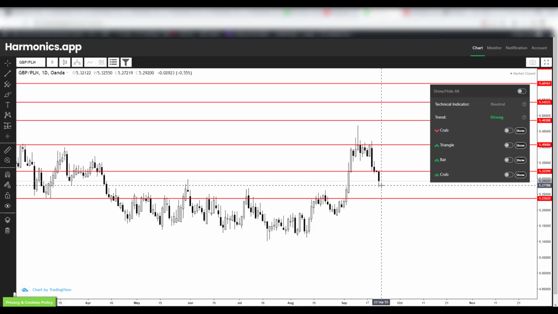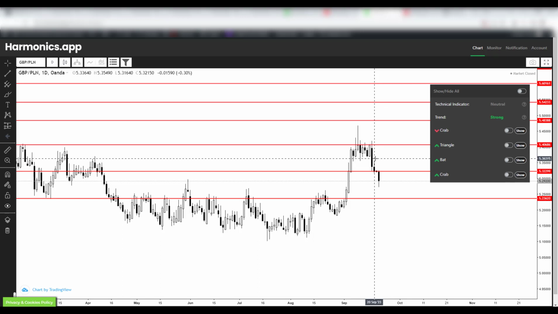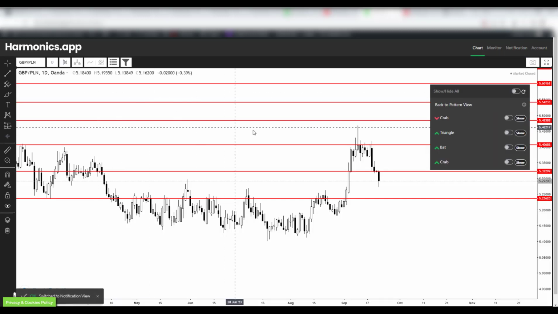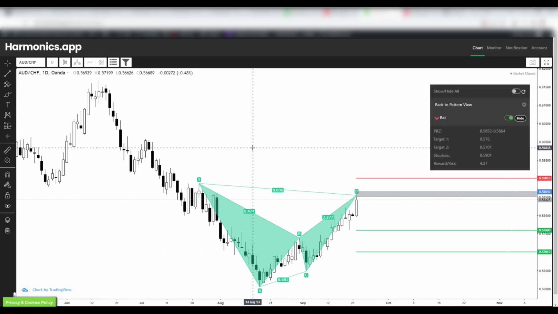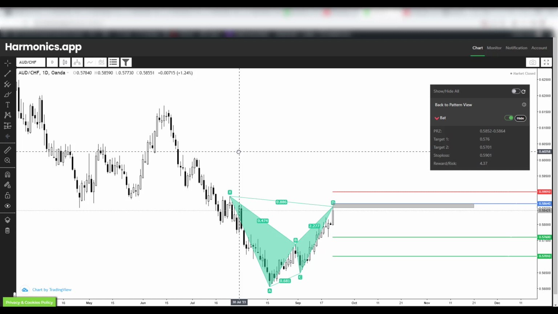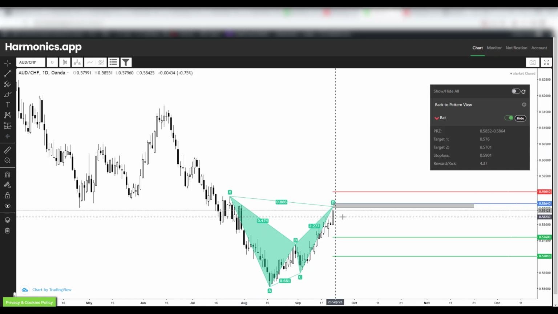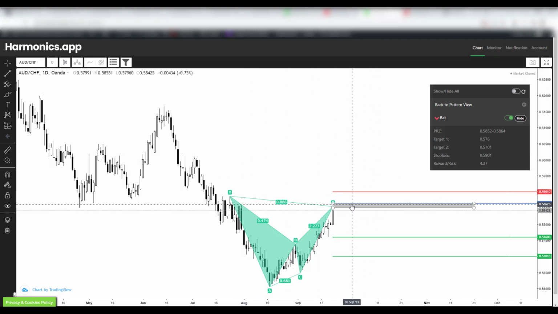The price has reached it. So whoever traded this pattern can easily move the stop loss down to break even or even lower. You can see how this bat pattern played out just as the scanner pointed, as the bat pattern formed. Let's go back to the Australian dollar against the Swiss franc. You can see a similar pattern forming here, with a stop loss and a potential reversal zone.